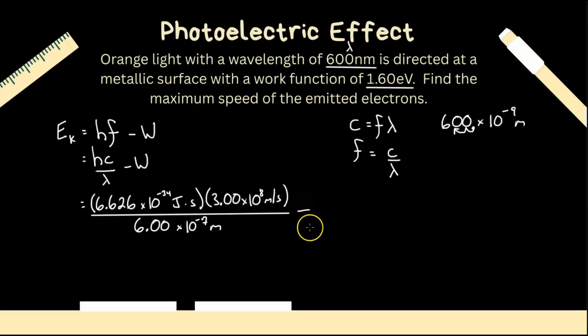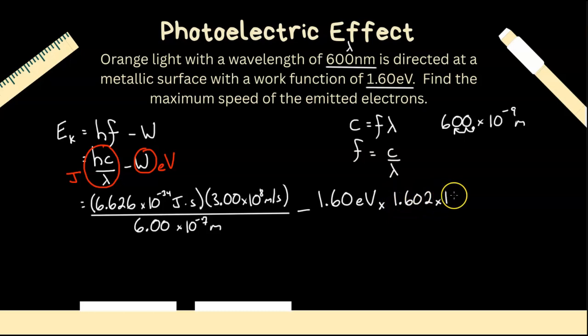Then we have to subtract the work function, so we subtract 1.60 electron volts. But the problem is that this value, hc over lambda, is going to give us a value in joules. We can't then subtract another value in electron volts. So we're going to have to convert electron volts into joules by multiplying by the conversion factor 1.602 times 10 to the minus 19 joules per electron volt. That's going to give us our work function in joules.